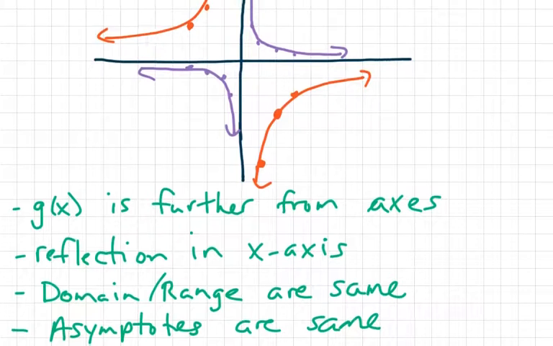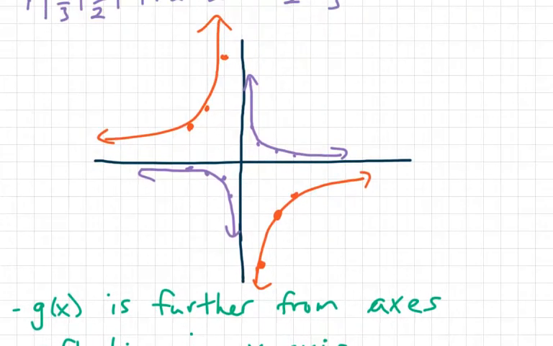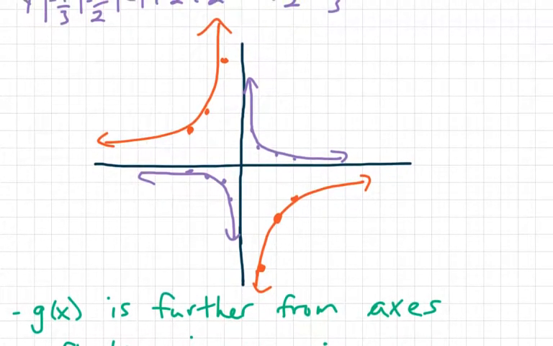G of x is farther from the x-axis. It's a reflection in the x-axis. And then we can say the domain, the range, and the asymptotes are all the same.